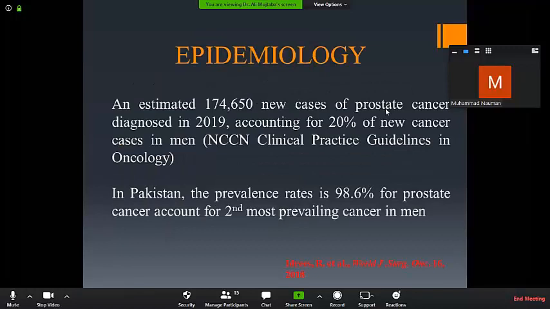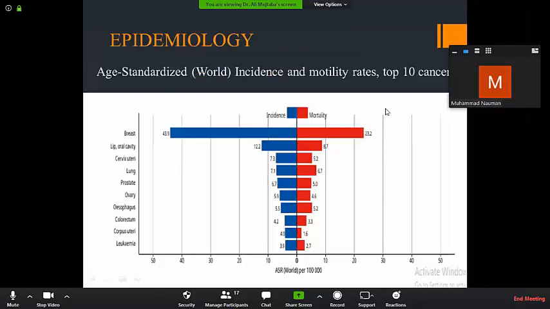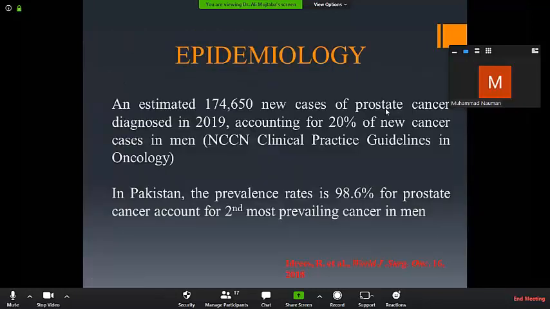It is the epidemiology of prostate cancer. About 1,7,500 new cases of prostate cancer annually in the body. It accounts for 20% of new cancer cases in men. In Pakistan, the prevalence rate is 98.6% for prostate cancer.